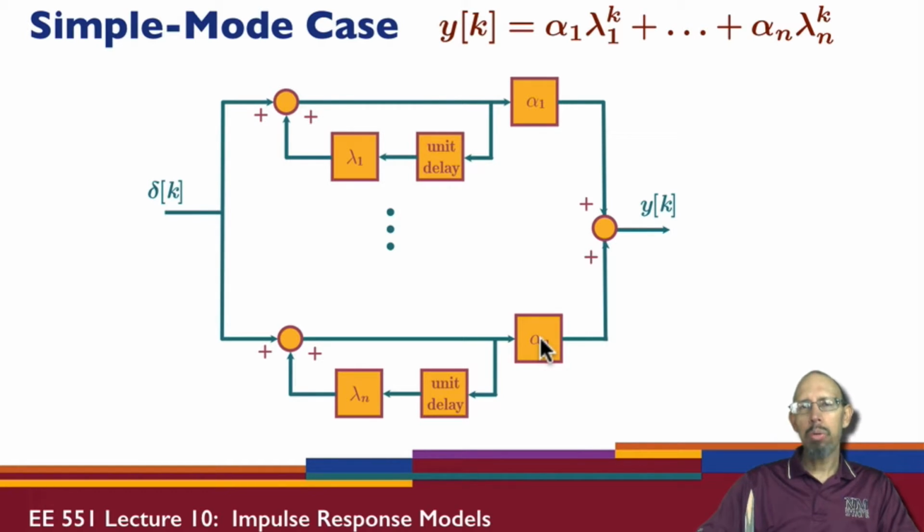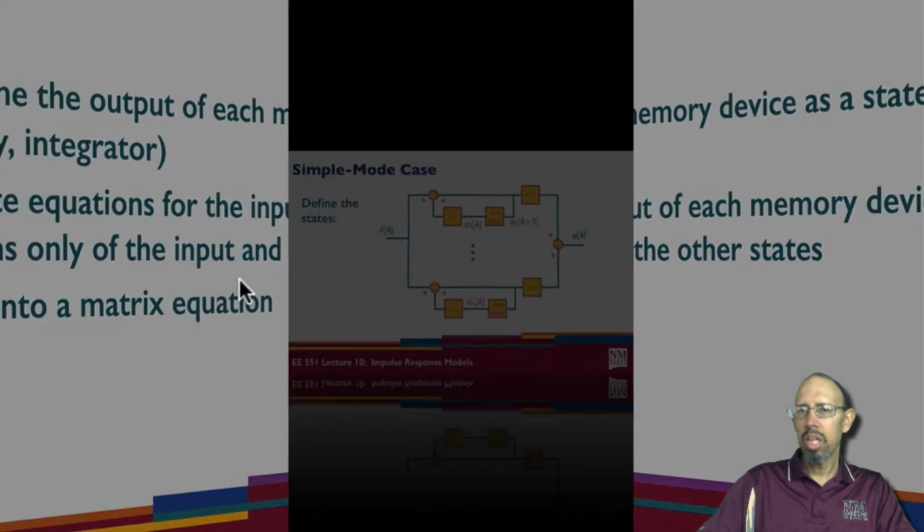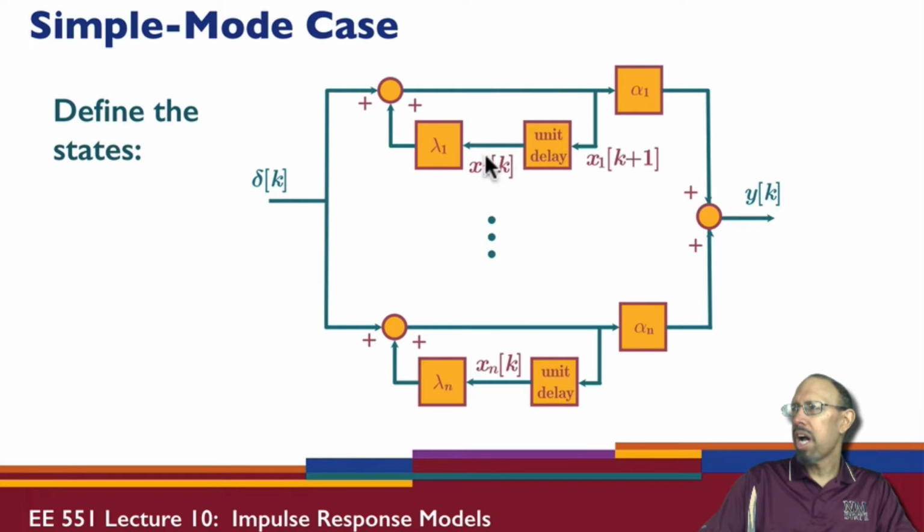Now, how would we get a state model from this? In general, in defining a state model, we would define the output of each memory device as a state. So a memory device in general for a linear time invariant system will generally either be a delay or an integrator. So it'll be a delay in discrete time, it'll be an integrator in continuous time. We would then write equations for the input of each memory device in terms of only the input and the other states. Then we would put everything into a matrix equation. So in this simple situation, we would define the output of each memory device as a state. So here I have x1 to xn.